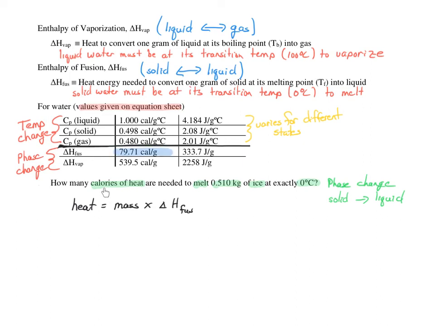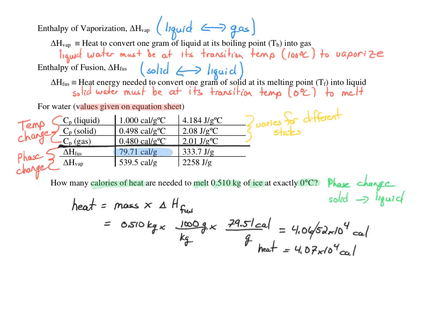Further, the question specifies calories, so we look up the value for delta H fusion given in calories. We see it's calories per gram. Our amount is given in kilograms, so we're going to have to do that conversion. And we substitute in our values. In our conversion factor, we note that 1 kilogram is equivalent to 1,000 grams. Kilograms is in the denominator so that we can cancel. And similarly, grams now cancel with grams in our delta H fusion, leaving us with units of calories.